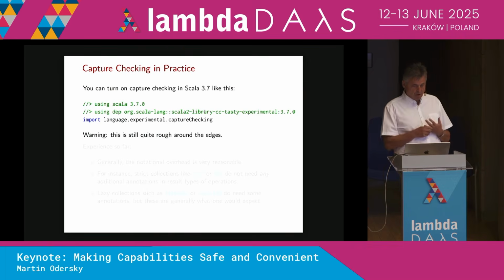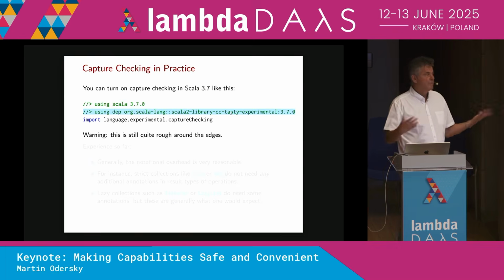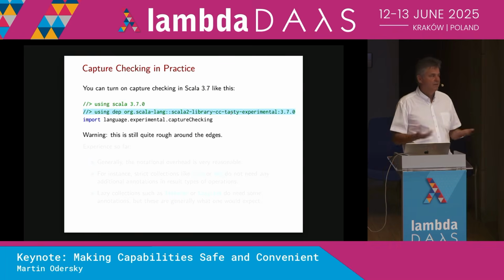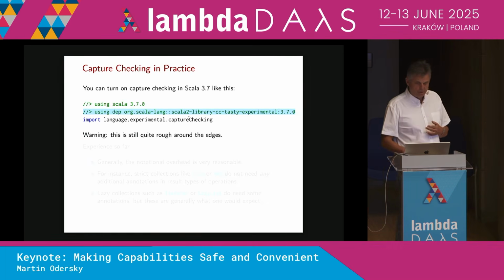So you can turn on capture checking in Scala 3.7 like this. If you run in Scala CLI, you specify you want 3.7.0, and you want this dependency. So you need the capability-enabled library, because otherwise all the basic operations would drop capabilities. And then you need to turn on the import language experimental capture checking, and then you're set.